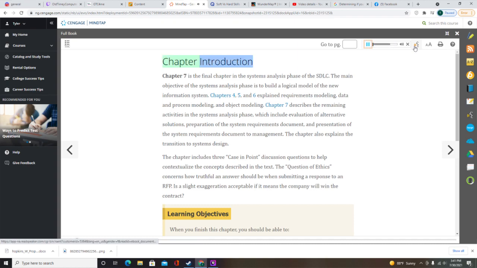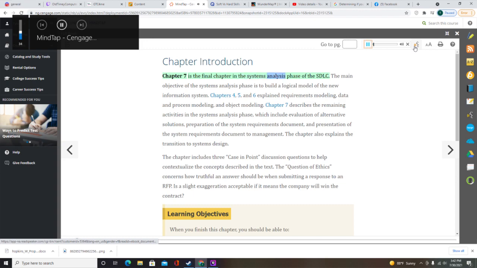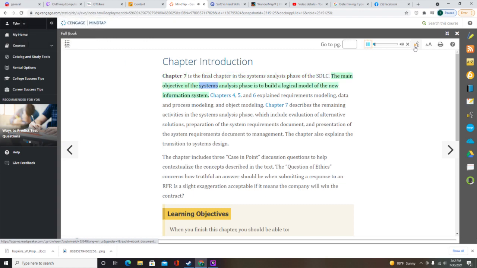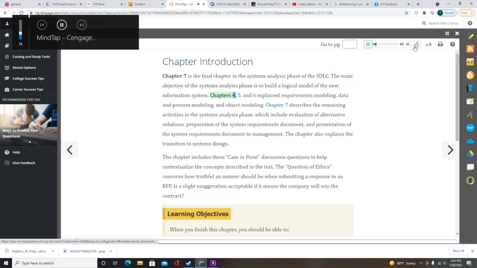Chapter Introduction. Chapter 7 is the final chapter in the systems analysis phase of the SDLC. The main objective of the systems analysis phase is to build a logical model of the new information system. Chapters 4, 5, and 6 explained requirements modeling, data and process modeling, and object modeling.